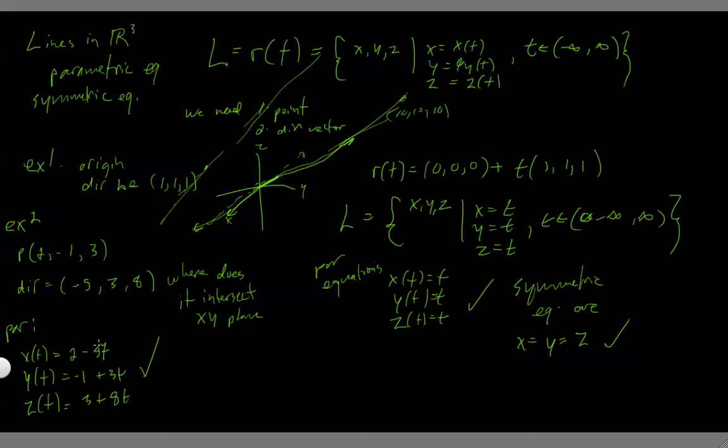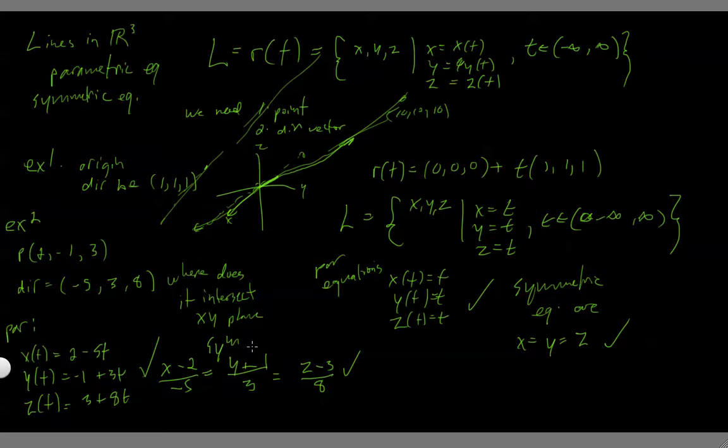Symmetric equations, well, it's not that hard to just do this on the fly. We just solve each of these for t. So it would be x minus 2 over minus 5 is equal to t. We know that we can solve y for t as well and get y plus 1 divided by 3, and that's going to be equal to z minus 3 over 8. Symmetric equations.